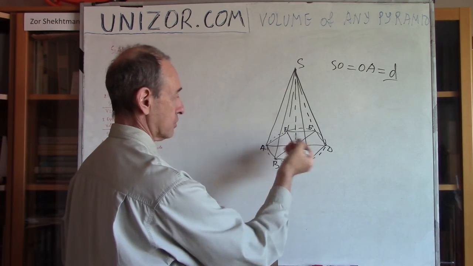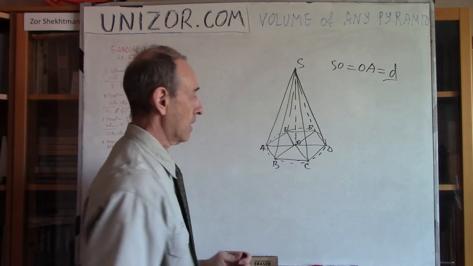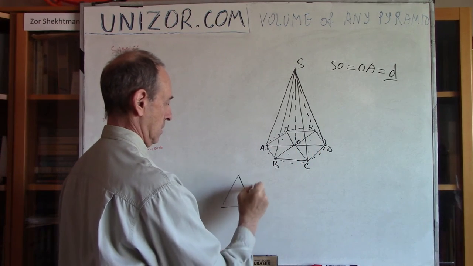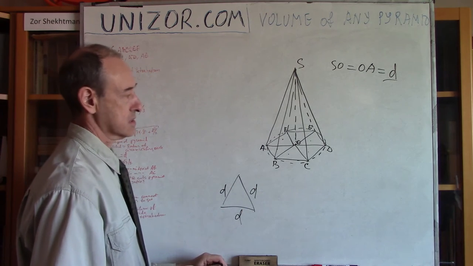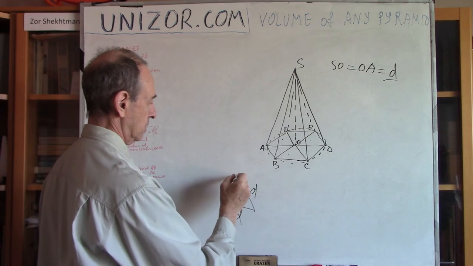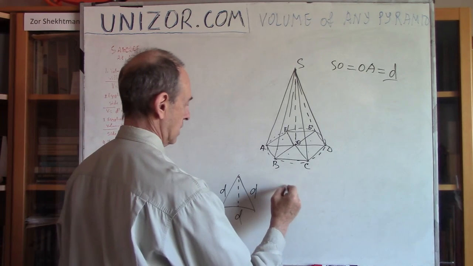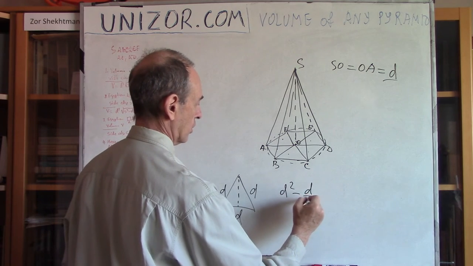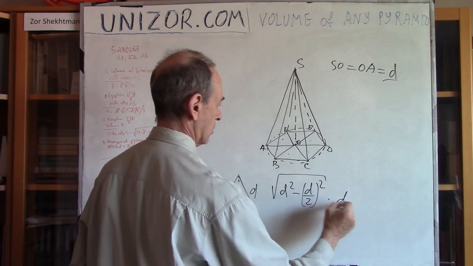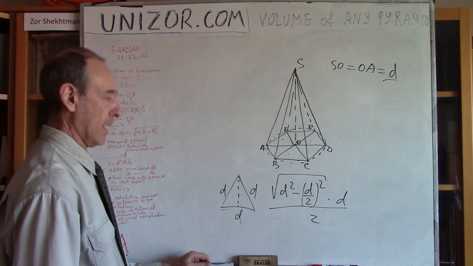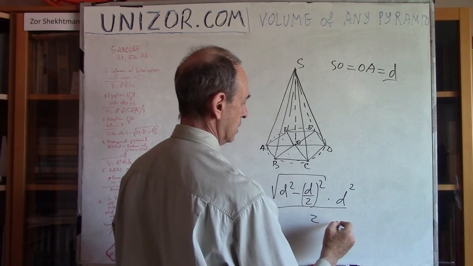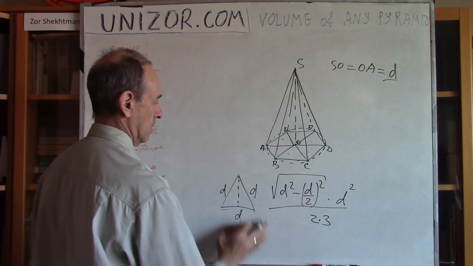Well, again, we know the altitude, so now all we have to do is to evaluate the area. What is the area? Area is six equilateral triangles, each of them having d as a side. Now, I have already derived this formula before. Obviously I forgot it, so let me just derive it again. So the altitude is the square root of d square minus d over 2 square, times base divided by 2. So that's my area. And the altitude is d, so I have to multiply it by d and divide by 3. So that would be my answer for the volume.